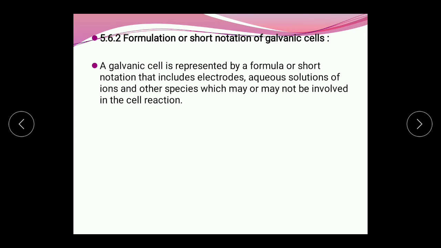That means we know a galvanic cell is made up of two half cells. One is the anode, another is the cathode. And different metals we are using as anode and cathode. Hence, we can represent all the galvanic cells and the reactions in them by a short notation. And how to write it or how to understand it, that we are going to learn about.